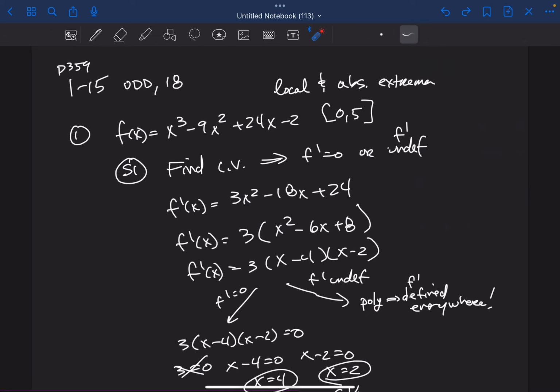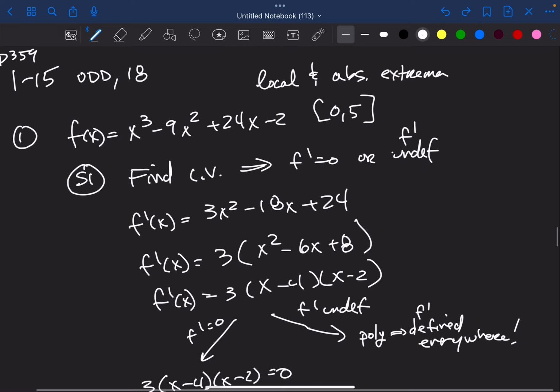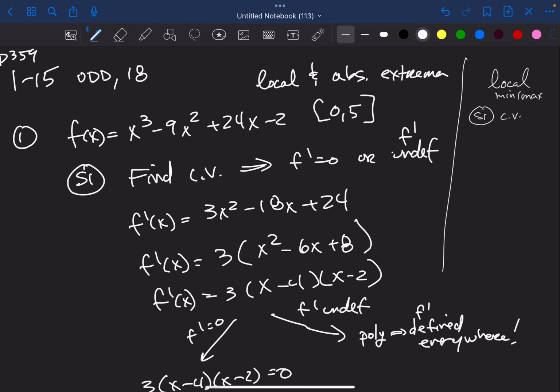Yeah, let's start talking about 1 through 15 odd and number 18 on page 359. If we have this function, it asks us to find the absolute min, absolute max, local min, and local max. What we're going to do is our process for finding the local, and then we'll do extrema at the end. So remember, for local mins and maxes, step 1 is to find the critical values.